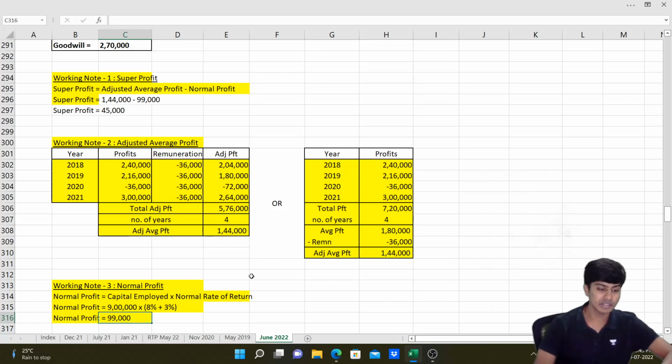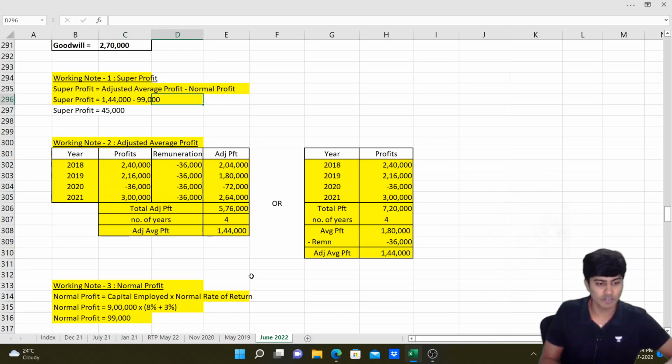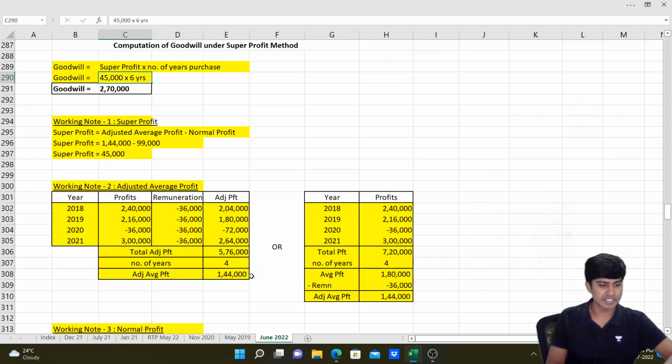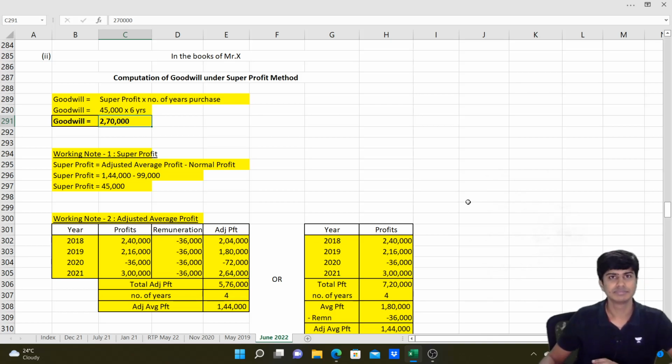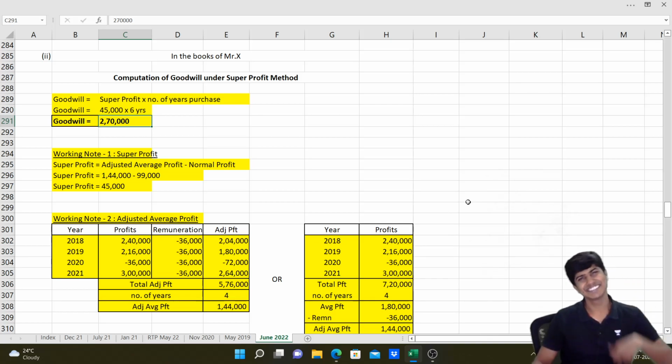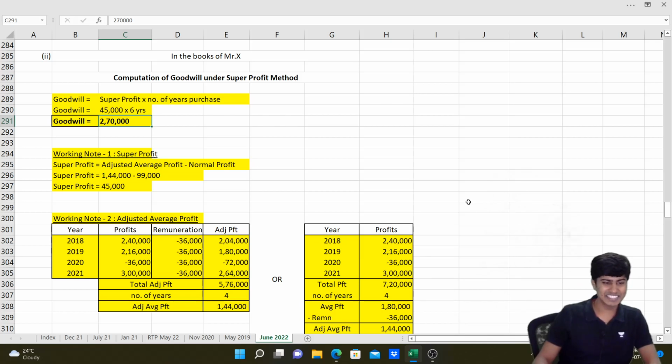How much is normal profit? Sorry, 99,000. 9 lakh into 11%. So then I'll write my adjusted average profit of 1 lakh 44,000 minus 99,000 of normal profit, which will leave me with super profit of 45,000. This 45,000, if I multiply with 6 years of purchase, I will arrive at goodwill of 2 lakh 70,000. Did you guys understand this? That's the answer to the second option that you had.